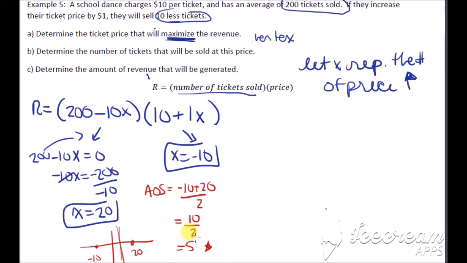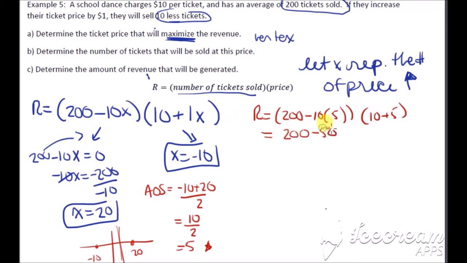Now let's actually sub the 5 into the revenue. So we have 200 minus 10 times 5, and then 10 plus 5. So 200 minus 50 is going to give us 150, and then 10 plus 5 is going to give us 15. So when we actually multiply this, we get 2250.